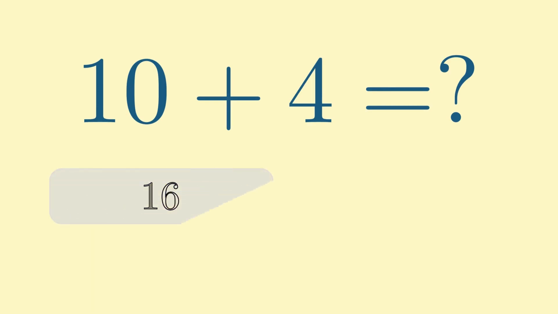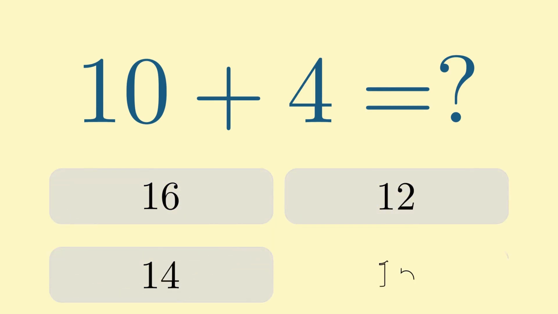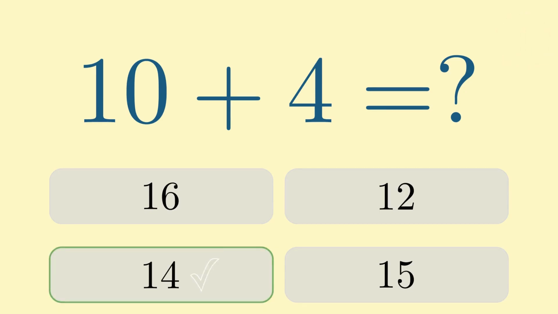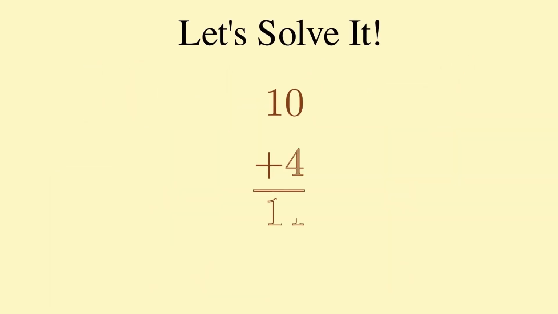Take a look at the 4 answer choices below. You have 5 seconds to choose the correct answer. 5, 4, 3, 2, 1. Time's up. The correct answer is 14. Now, let's see how we got this answer. When adding 10 and 4, we align them in column format. 10 plus 4 equals 14.